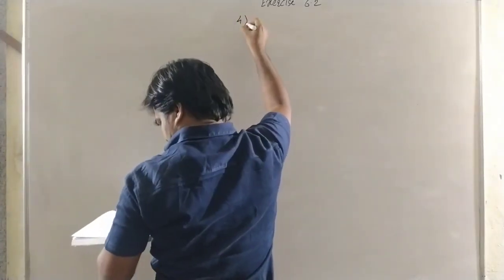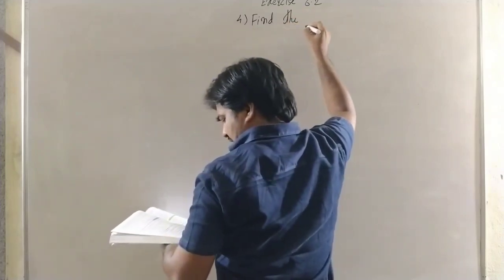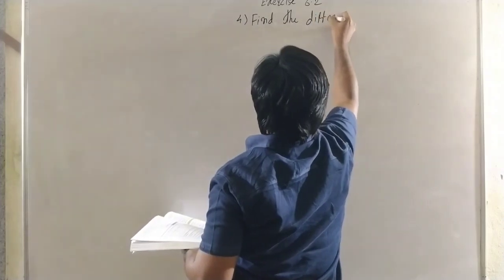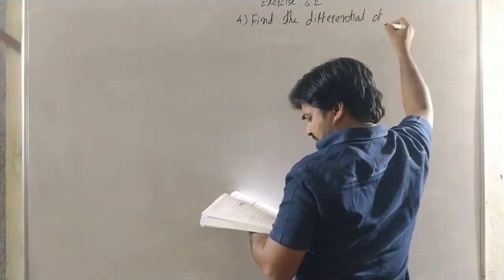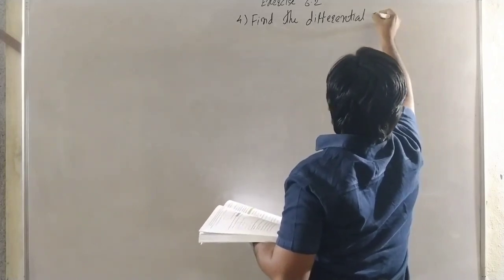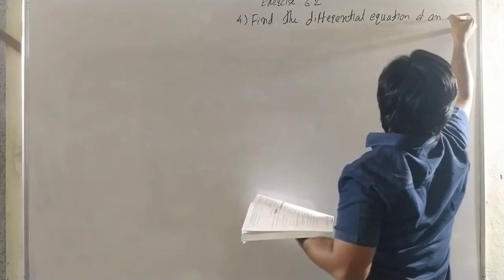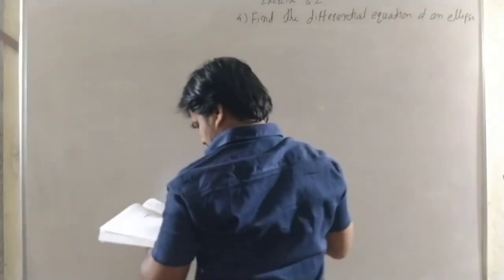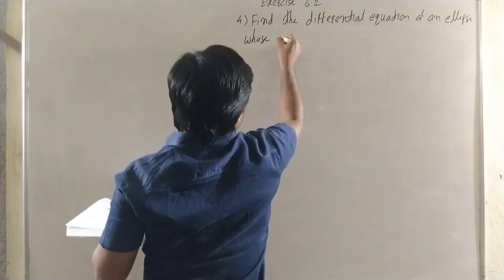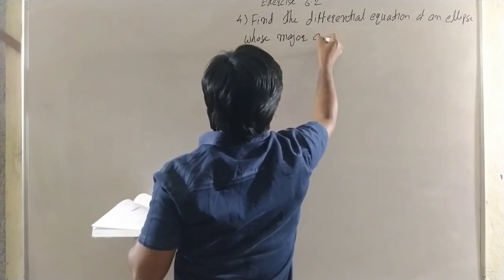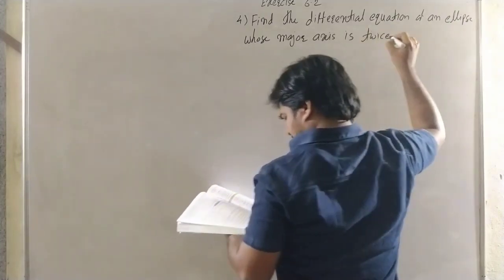Example number 4. Find the differential equation of an ellipse whose major axis is twice its minor axis.